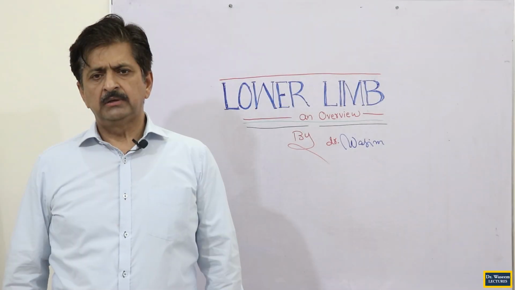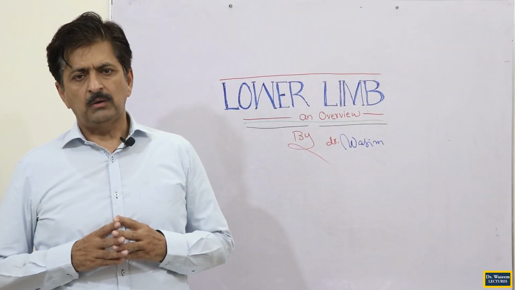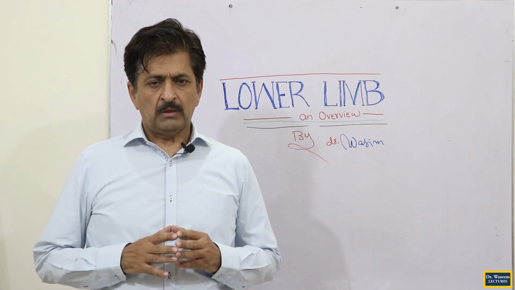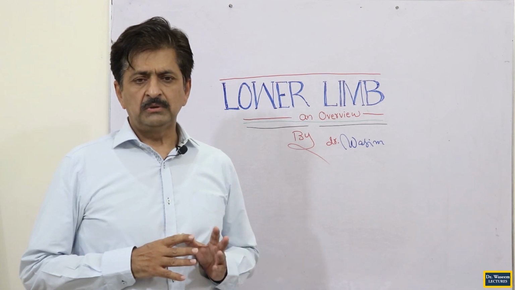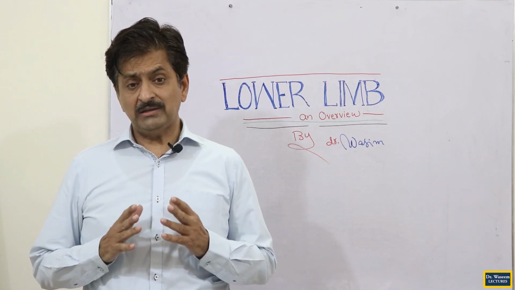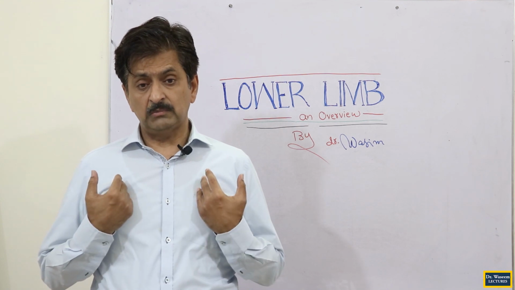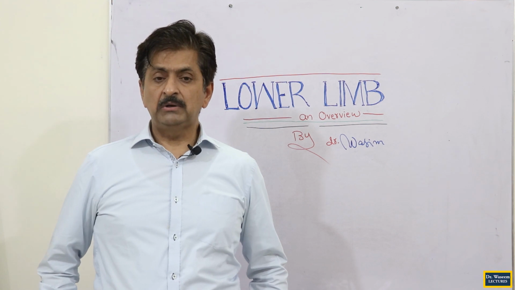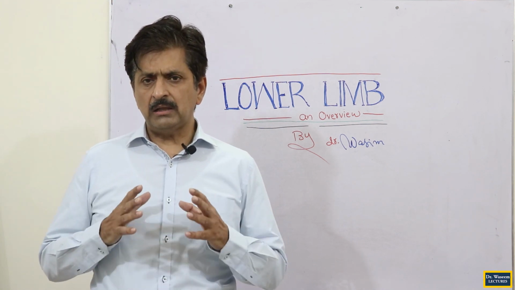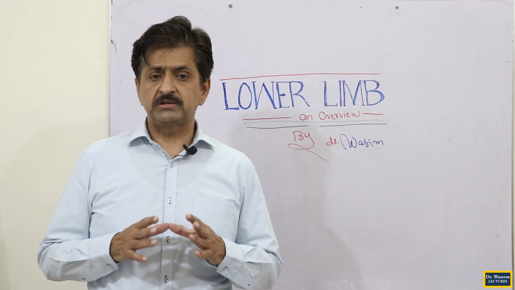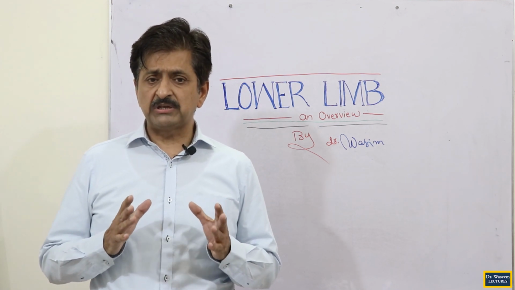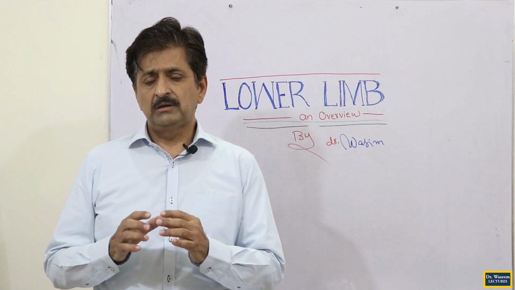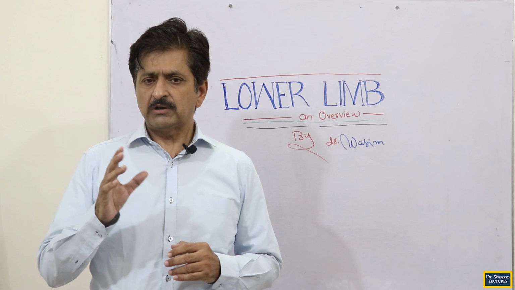Hello students, in this session I am going to discuss an overview of the lower limb. In fact, it is not just the lower limb. In any region, whether you start the lower limb or the upper limb, thorax, abdomen, pelvis and perineum, or head and neck, in all these 6 regions, whenever you enter, you have to discuss any region under 9 different components.